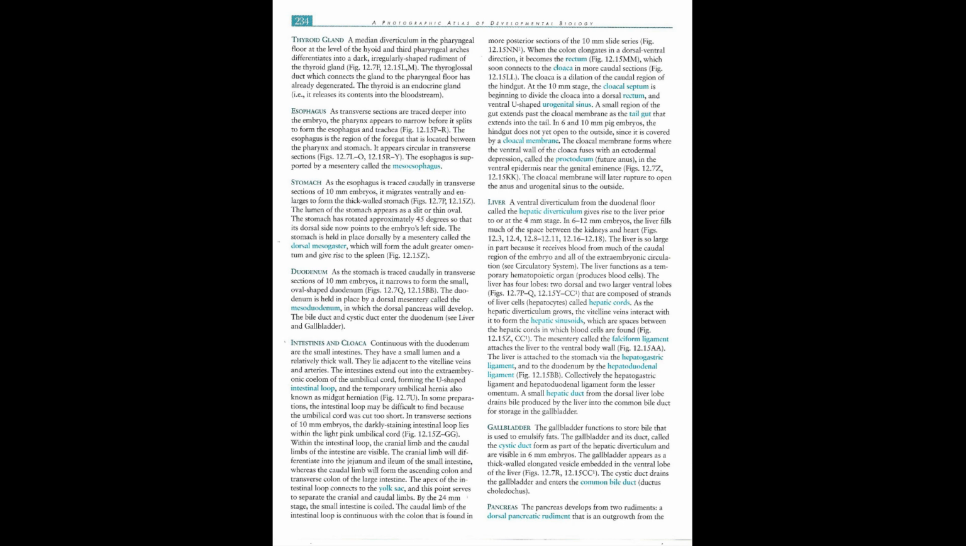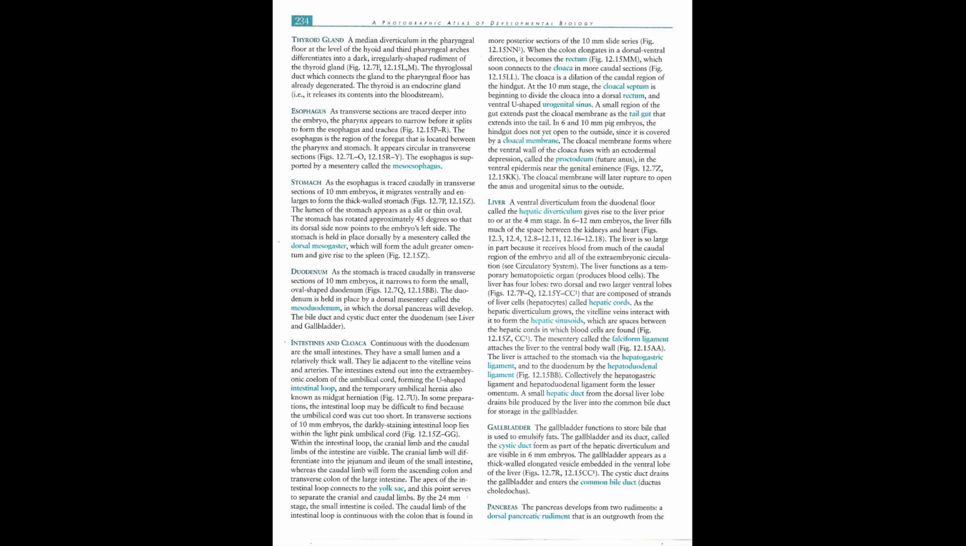Duodenum. As the stomach is traced caudally in transverse sections of 10 mm embryos, it narrows to form the small, oval-shaped duodenum, Figs 12.7 q, 12.15 bb. The duodenum is held in place by a dorsal mesentery called the mesoduodenum, in which the dorsal pancreas will develop. The bile duct and cystic duct enter the duodenum, see liver and gallbladder.